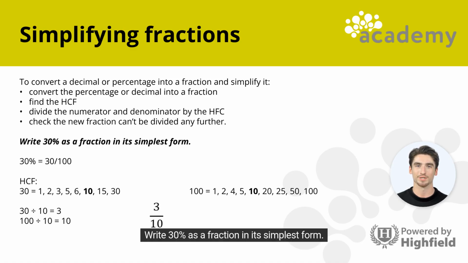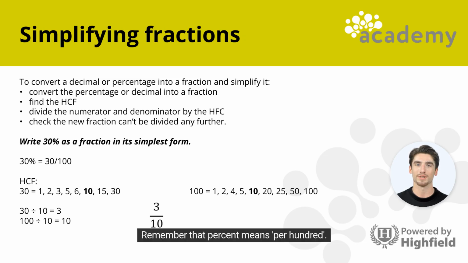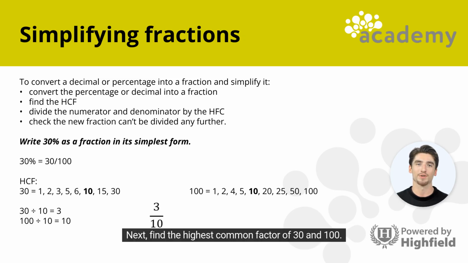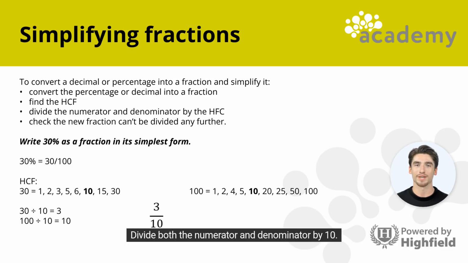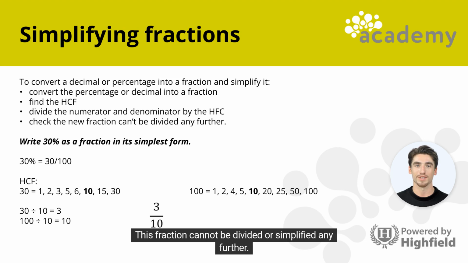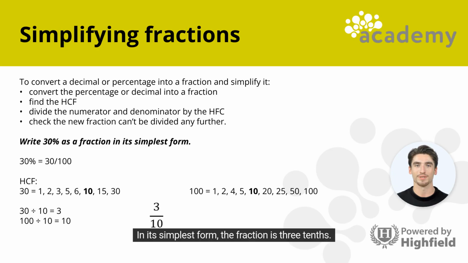Write 30% as a fraction in its simplest form. First, we need to convert 30% into a fraction. Remember that percent means per hundred. Therefore, 30% is the same as 30 out of 100. Next, find the highest common factor of 30 and 100. The highest common factor is 10. Divide both the numerator and denominator by 10. This gives us the fraction 3/10. This fraction cannot be divided or simplified any further. In its simplest form, the fraction is 3/10.